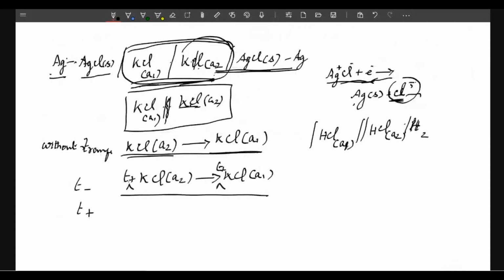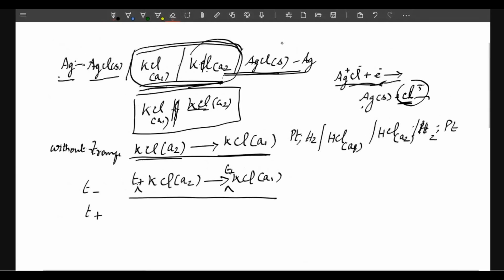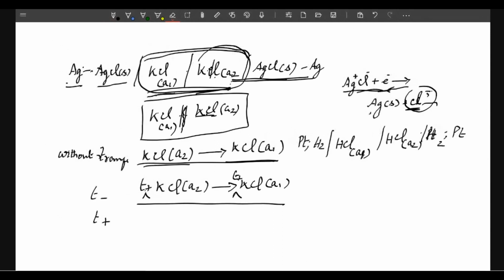Hydrogen gas is passed. Platinum is the electrical contact. Here also electrical contact. Instead of a double line, I have to put a single line. Why do I have to put a single line? What does a double line indicate? What does a single line indicate?